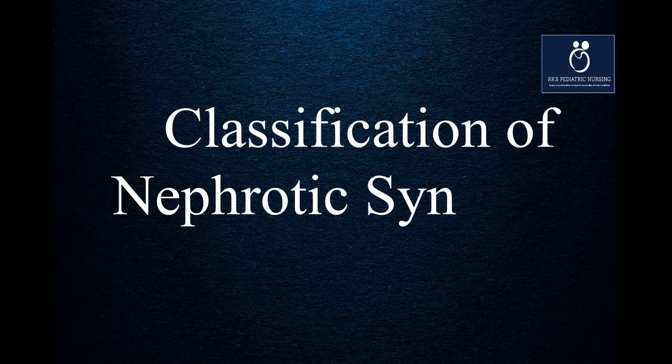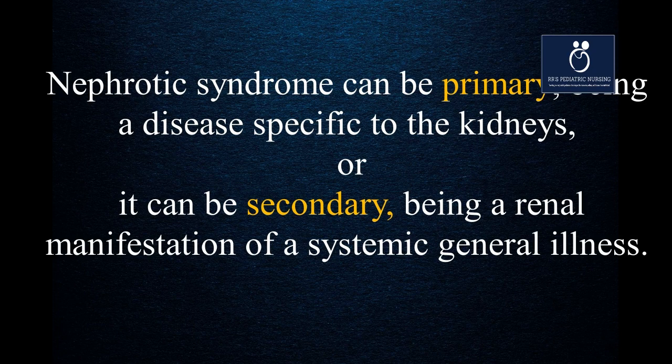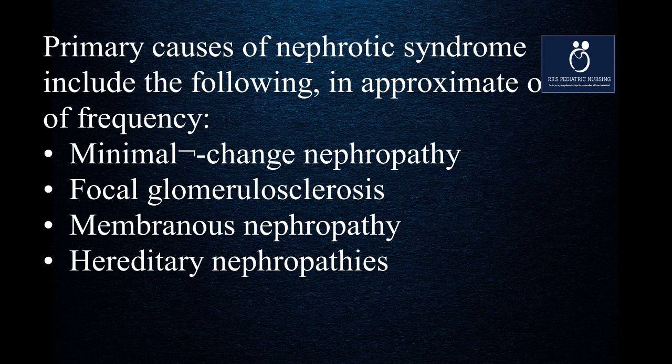Classification of nephrotic syndrome. Nephrotic syndrome can be primary, being a disease specific to the kidneys, or it can be secondary, being a renal manifestation of a systemic general illness. Etiology. Primary causes of nephrotic syndrome include the following, in approximate order of frequency: minimal change nephropathy, focal glomerulosclerosis, membranous nephropathy, hereditary nephropathies.